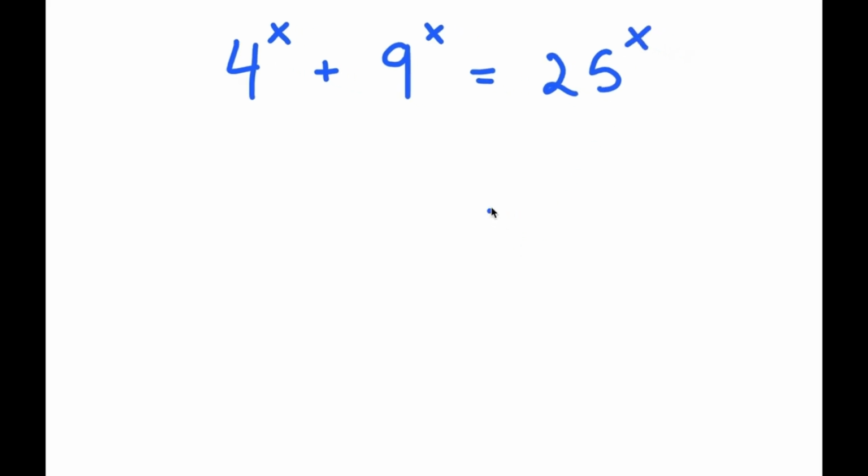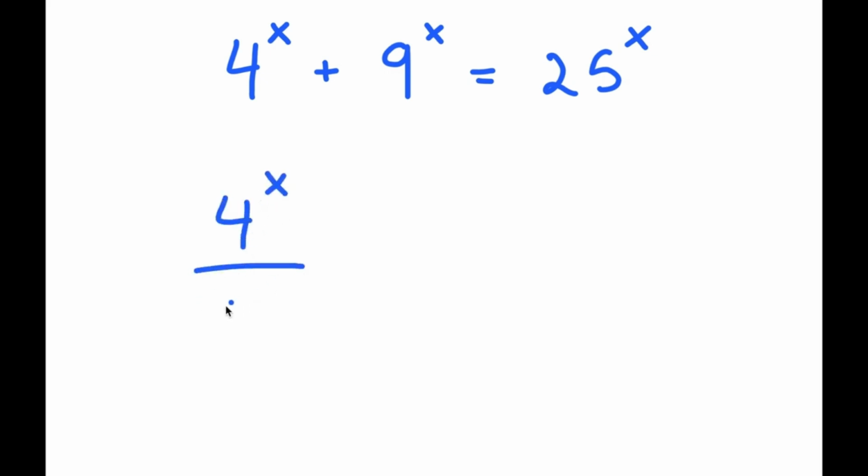Alright, so in this video, I'm going to solve the equation 4 to the power of x plus 9 to the power of x is equal to 25 to the power of x. So to solve this, I'm going to start off by dividing every term by 25 to the power of x.